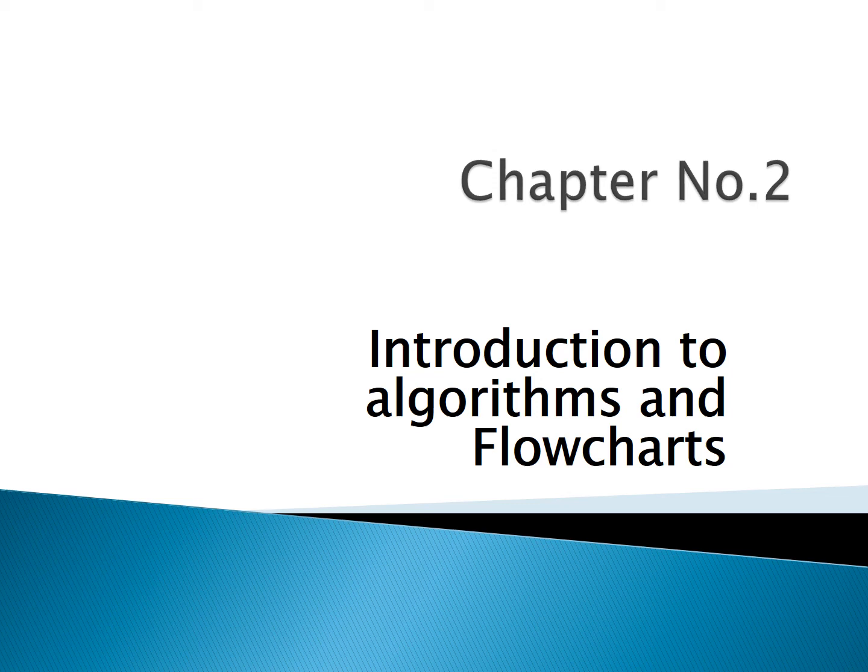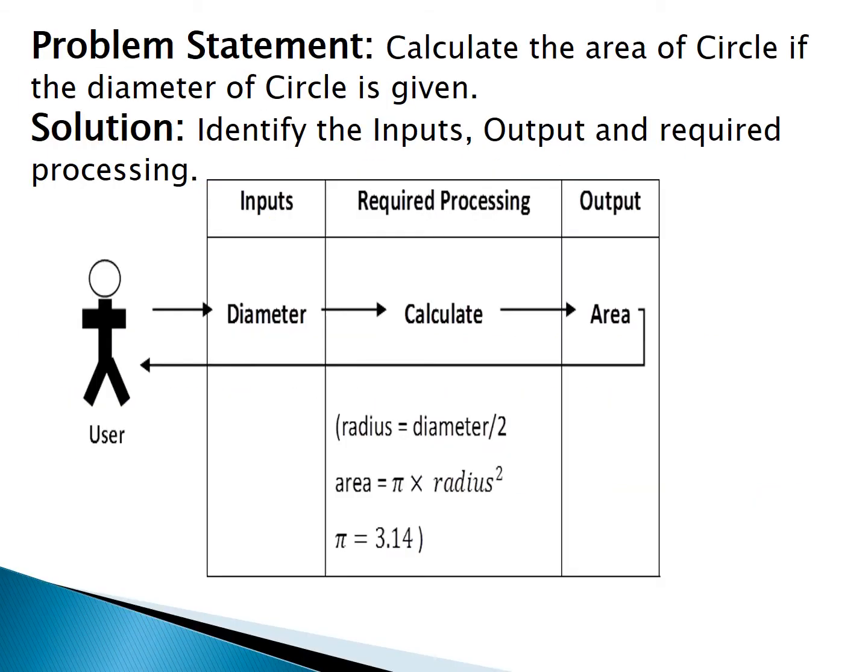Good day everyone. Today we are going to see chapter number 2, Introduction to Algorithm and Flowcharts. Coming towards the problem statement, see here. Calculate the area of a circle if the diameter of the circle is given. Radius is half of the diameter. If you want to find the radius, diameter divided by 2 gives you the radius.